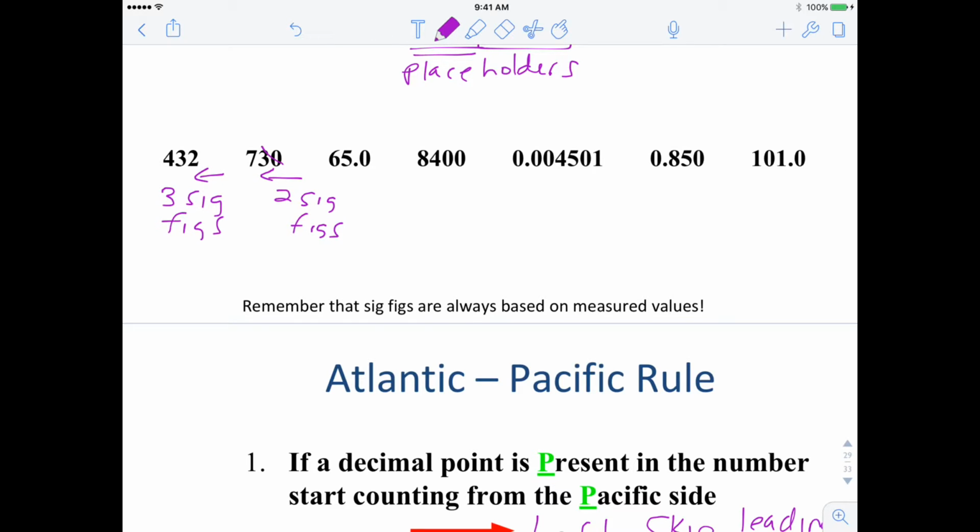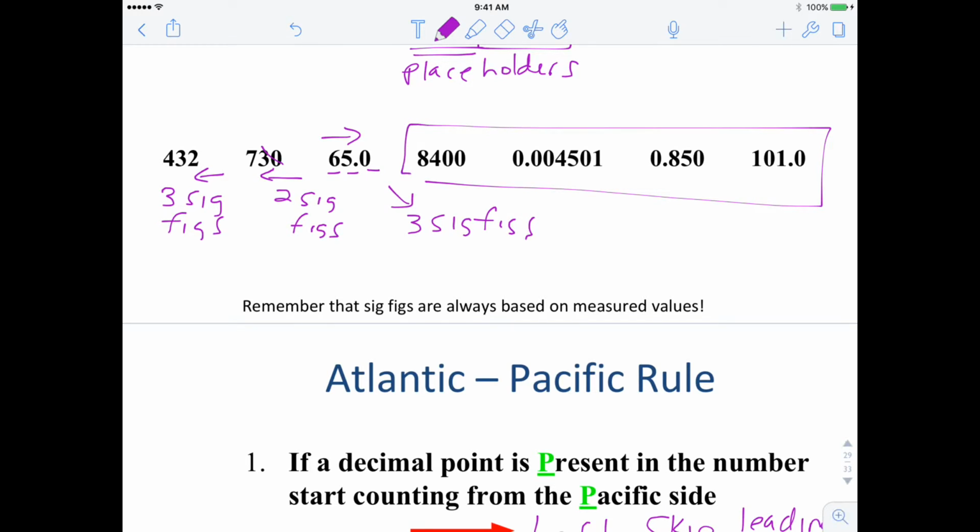This next number, there's a decimal present. I count from the left. The first number is not 0, I count it. Next number is not 0, I count it. The third number is a 0, but I've already started counting. It's not a leading 0. That gives me 3 sig figs. Try these 4. Tomorrow in class we'll go through them.